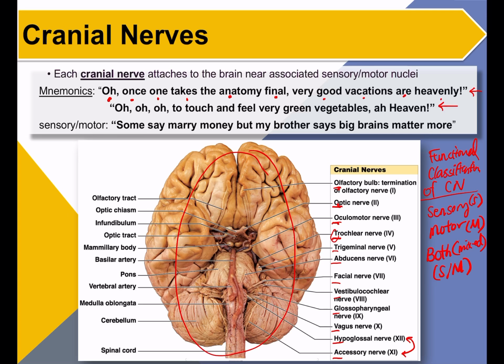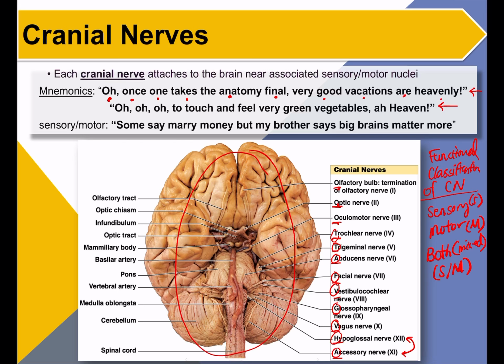To touch and feel very green vegetables are heaven. Okay, so either of these two will help you, if it's applicable to you and you find it helpful. It will help you remember the order of the cranial nerves and what letter they start with.